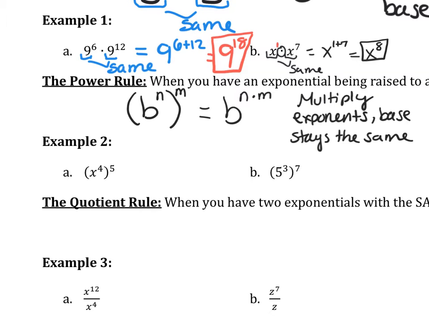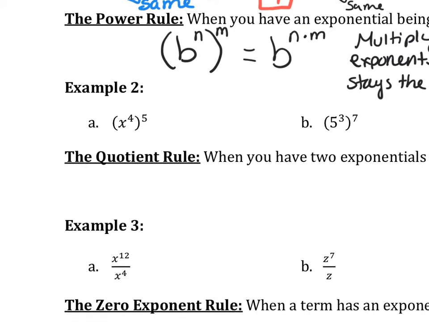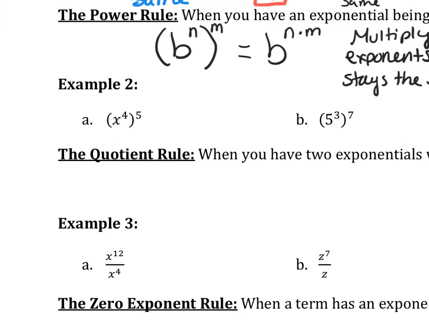Okay, so it's going to be easy to get the power rule and the product rule mixed up, knowing when to add the exponents and knowing when to multiply. When there's two separate terms or multiple terms, that's when you'll be adding the exponents. If there's only one base, like there's only one base b here, but it has multiple exponents, that's when you'll be multiplying. Okay, so example 2a, we have one base here, x to the fourth, and then that is raised to the fifth power, so we would multiply. This would be x to the 4 times 5 power, or x to the 20th.